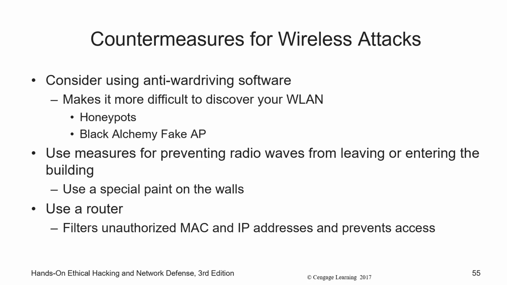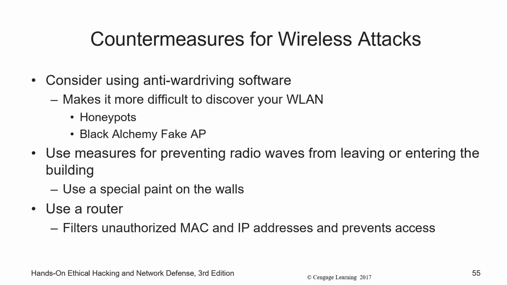So we're talking about countermeasures for wireless attacks. You want to make it not only difficult for wardriving, but you want to be able to figure out who's doing it to you. You can do that through the concept of honeypots, Black Alchemy's Fake AP. You can prevent radio waves from entering or leaving the building, so you can basically make your building a Faraday cage. The other problem with that, though, is that you're going to block out other frequencies if you don't do that properly. If you're not careful, people can't even use their cell phones.